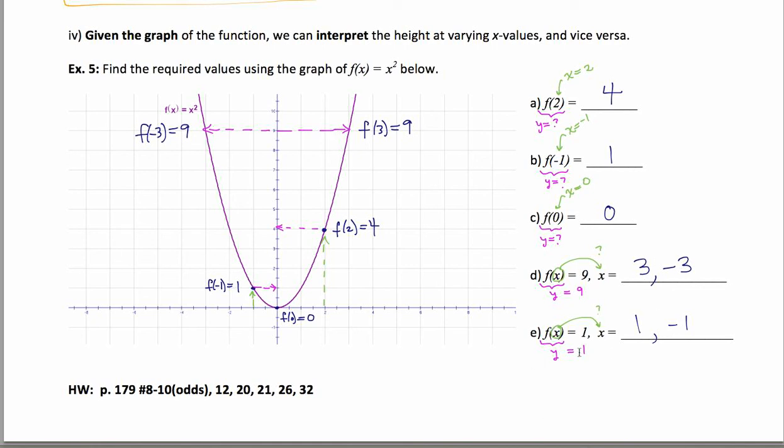We can do the same thing here. We don't know the x value, but we do know that the height of the function at that x value is 1. So we're going to truck up to 1, and we're going to look left and right, and we see that it's at +1 and at -1. And those are the 2 values that will correspond with x at a height of 1 for our function.